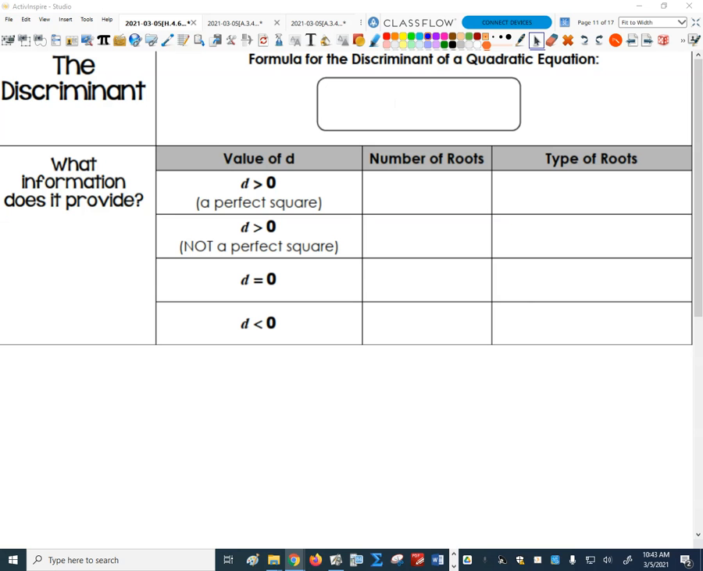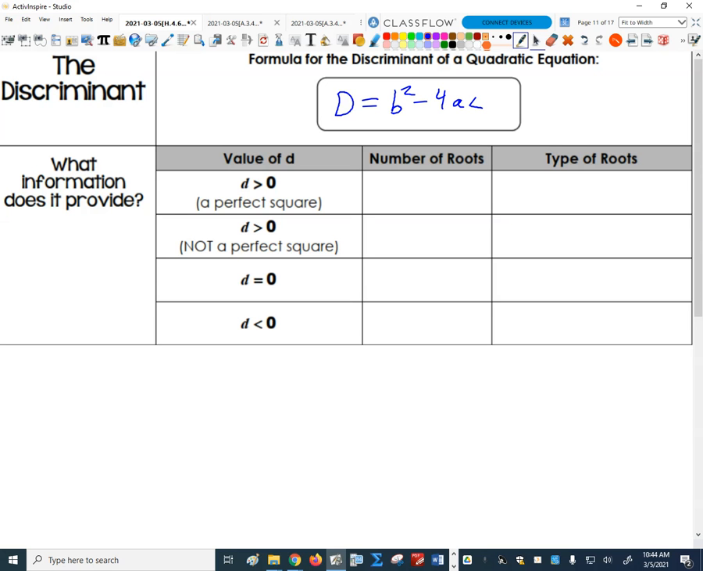So what is the formula for the discriminant? Let's see, I'll ask a few questions here. So Sarah, what's the formula for the discriminant? Isn't it just like b squared minus 4ac? There you go, b squared minus 4ac.